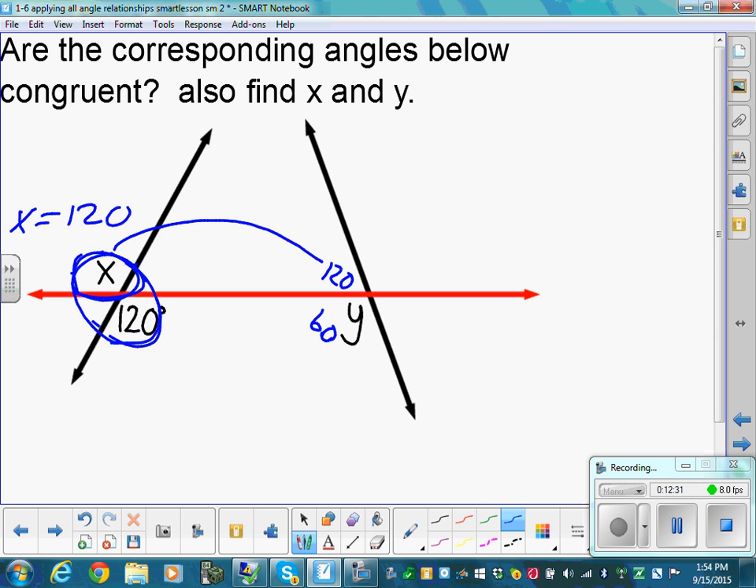Now, Ryan, do you see how the corresponding angle would have been on top? Okay, awesome. And then Chanel, do you see it? Because we go with the map, not the picture.